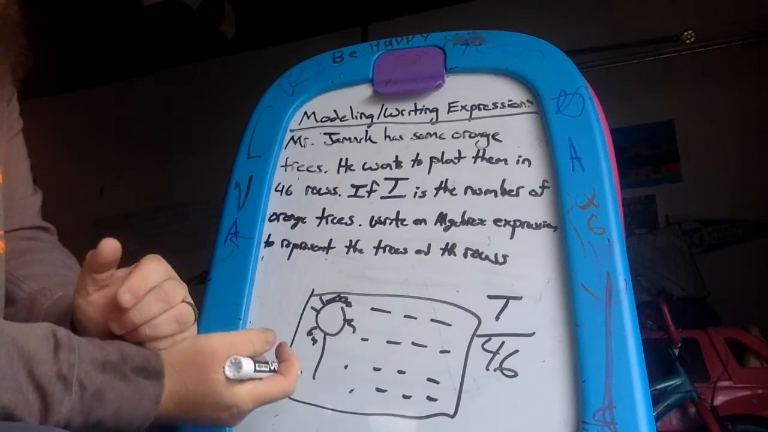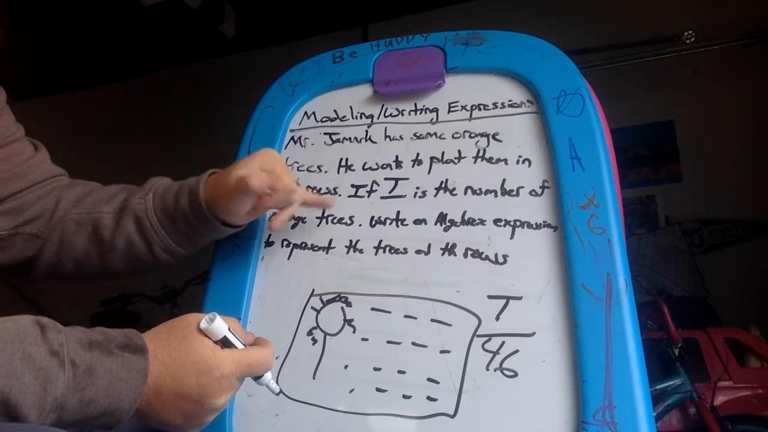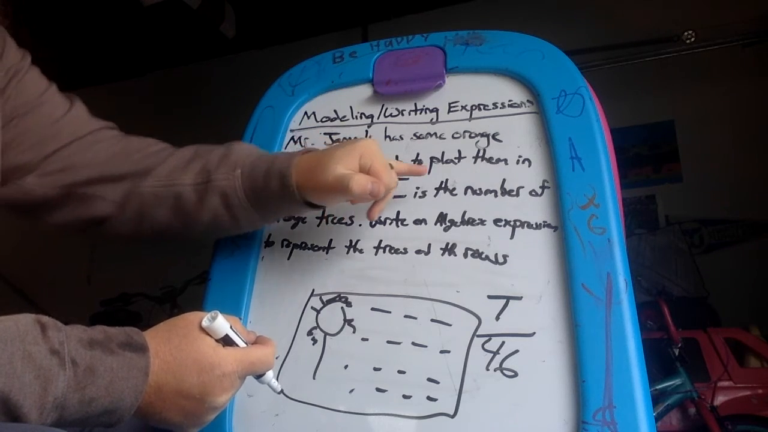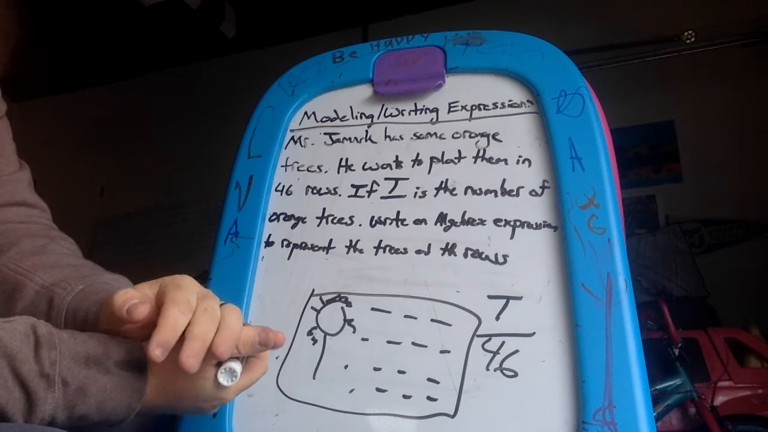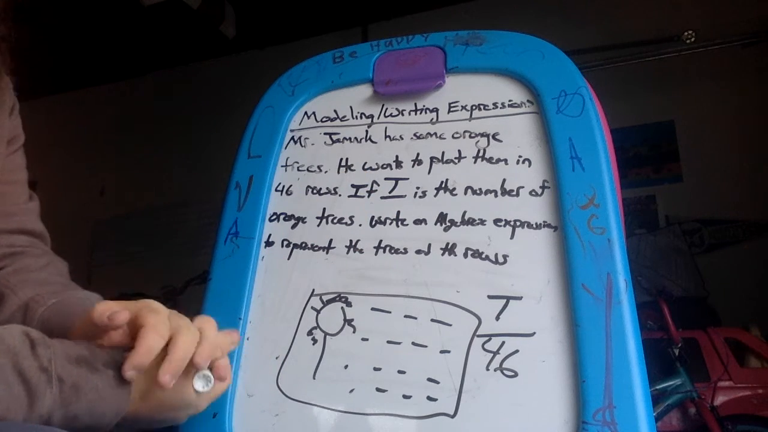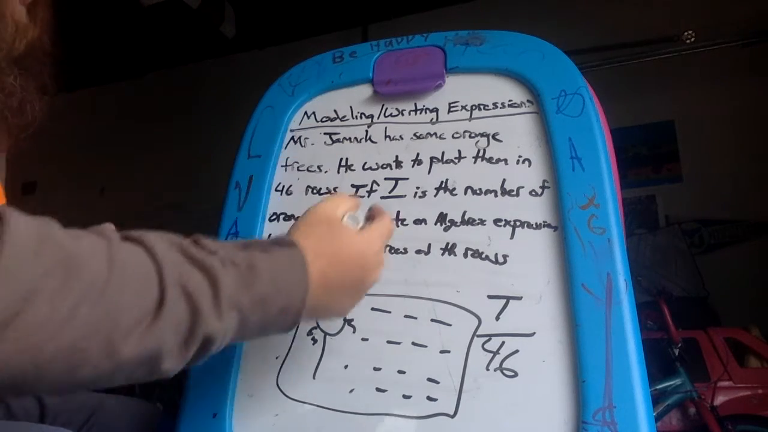So now if you're looking at that, Mr. Jamnik has some orange trees. He wants to plant them in 46 rows. If T represents the number of orange trees, write an algebraic expression to represent the trees and the rows. So again, the more I say it, the more I want to underline key things.